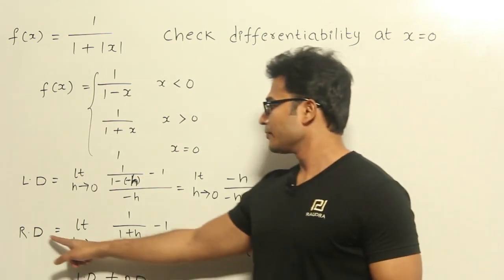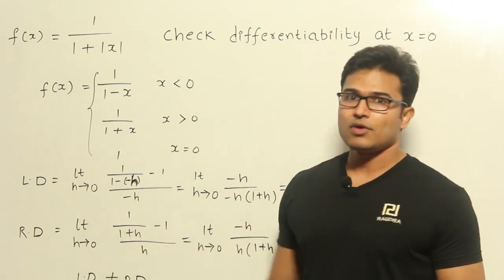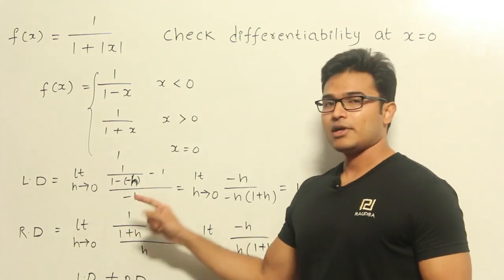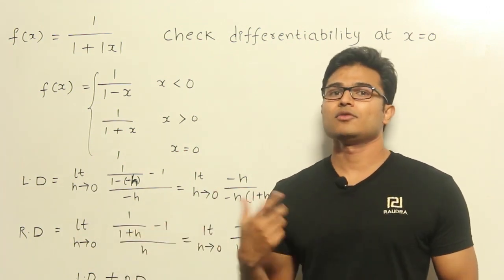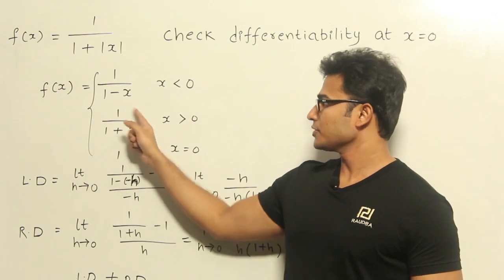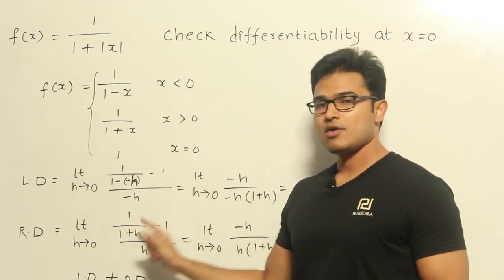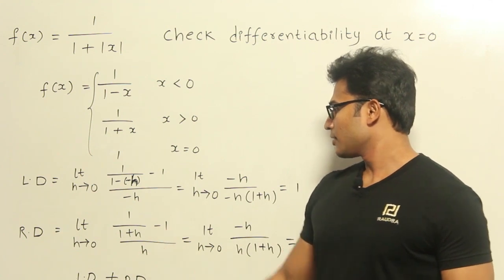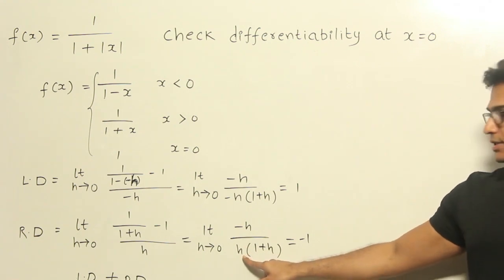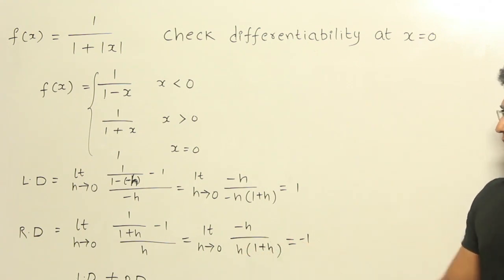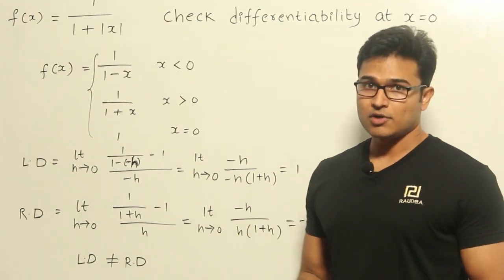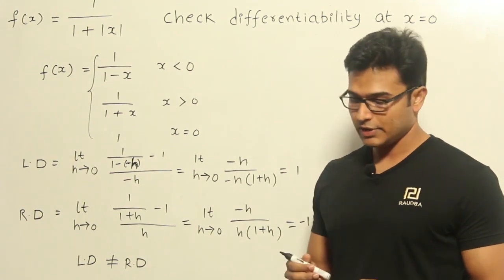Now what about the right derivative? In the right derivative, you put f of 0 plus h, where h is a small positive number, as you know. Since h is a small positive number, 0 plus h is positive, therefore you are supposed to use this function. It is going to be 1 by 1 plus h, minus 1, divided by h. Here you get minus h and h, these two get cancelled, and if you substitute h equal to 0, you get minus 1. Now the left derivative and right derivative are not equal, therefore you can say that it is not differentiable at that point 0.